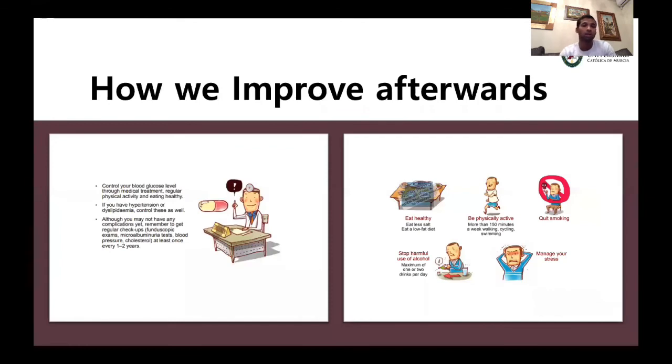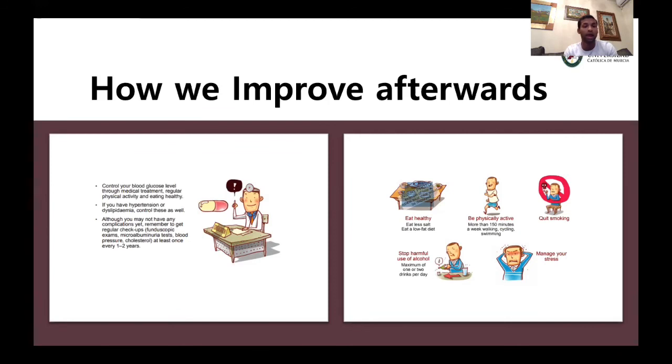Okay, so how can we improve afterwards, after this hypertension? As I talked about earlier, we could control our blood glucose level through medical treatment, regular physical activity, and eating healthy. These are the main things. We have to have physical activity on a regular basis and eat healthy every day, every single meal. It's very important to keep your blood pressure at a good level. If you have hypertension, be disciplined and control these as well. So we have to take control of all these things while we are having this problem.